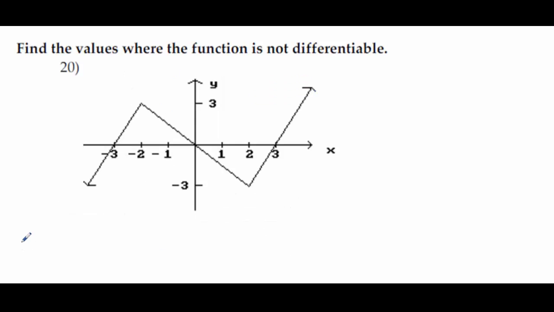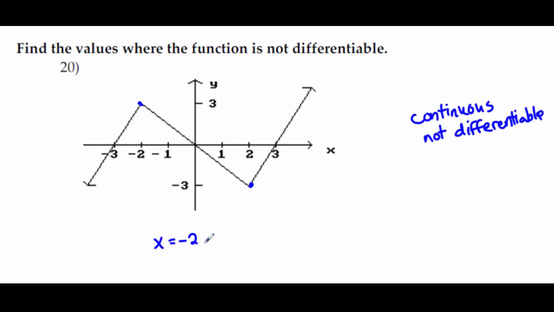So this last problem actually is an example of that. This would be a continuous function because I can draw it without picking up my pencil. But there are 2 places where it's not differentiable. Those 2 places are where we have these corners. There's one up here, there's one down here. I just need to tell the x values where that's happening. X equals -2 and x equals +2.